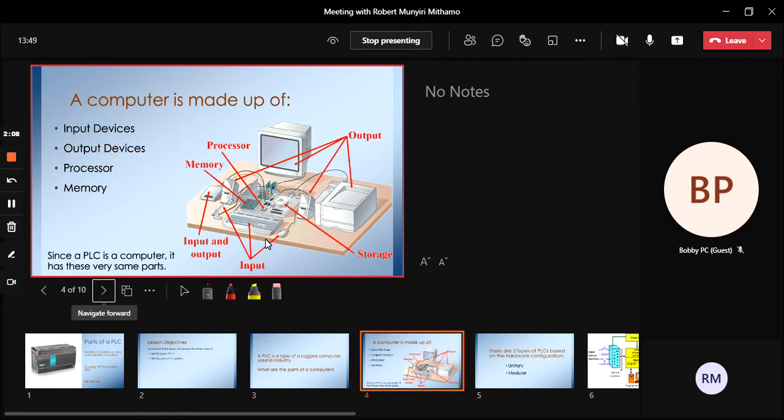So as usual, when we talk about a computer, we look at the parts of an ordinary computer. So if PLC is a computer, what are the usual ordinary parts of a computer? So a computer is made up of input devices. Input devices are what you use to feed in information to the computer. We have the keyboard, the mouse, scanners. These are input devices. And then we have the output devices.